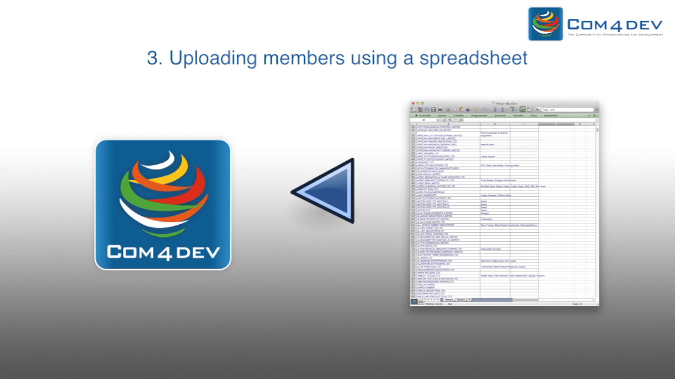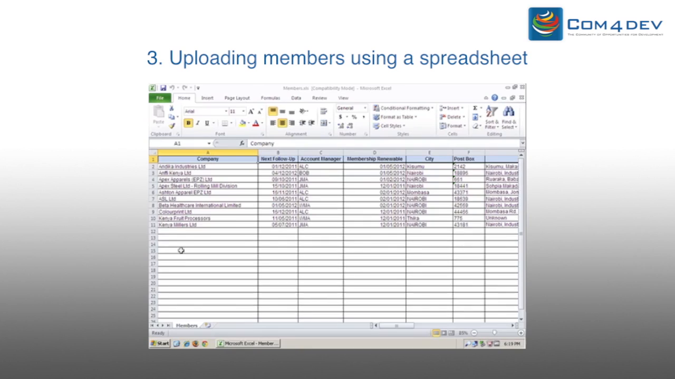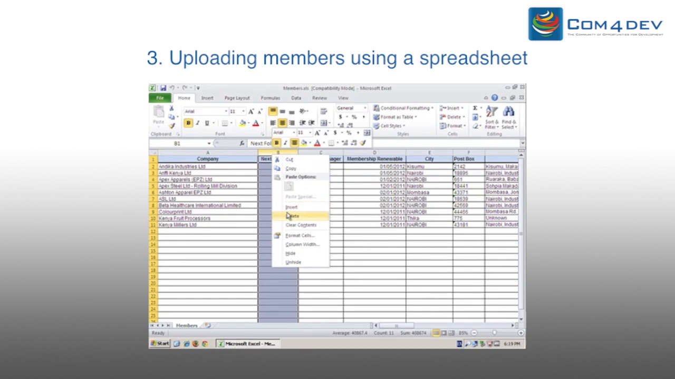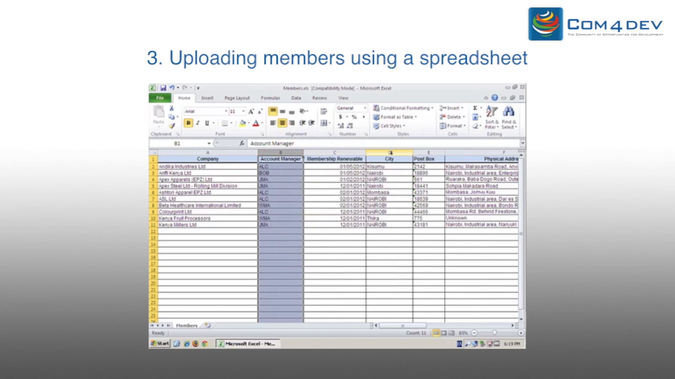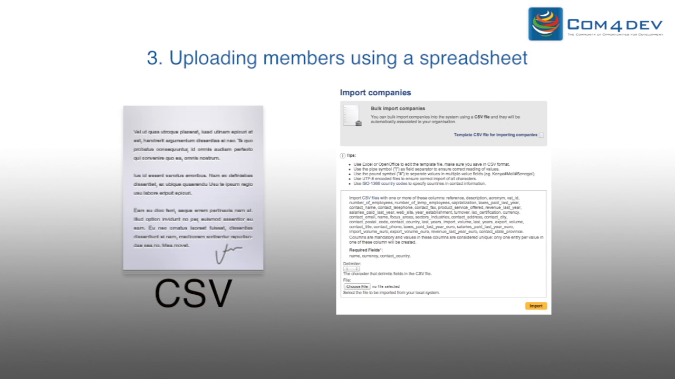Lastly, you can upload your members using a spreadsheet. The rest of this video will show you how to prepare and upload a spreadsheet containing your members. If you're currently managing your members in a spreadsheet, this will be a good start for preparing the upload. Typically, you will find that you need to modify your existing spreadsheet to fit the format required by ComfortDev. Let's first have a look at the required format for uploading to ComfortDev. Afterwards, we will customize an existing spreadsheet and upload it to ComfortDev.